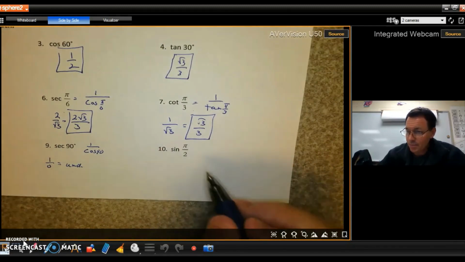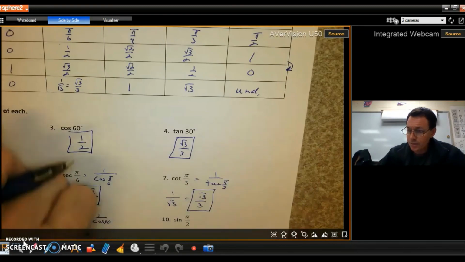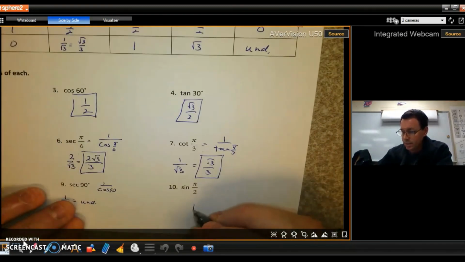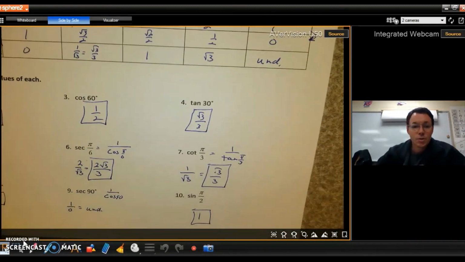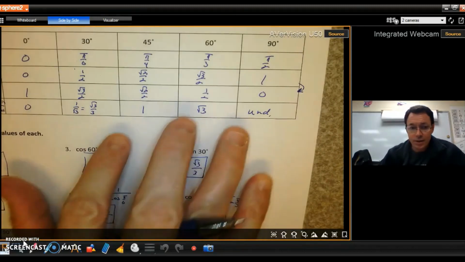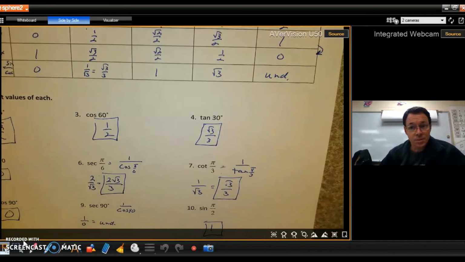Last one, sine of pi over 2. Again, go to your chart. Sine of pi over 2 is 1. You are done. So use your chart. That's what you're doing today. You're going to familiarize yourself with all these values, and also you may have to find some reciprocals. So those are a little trickier. Let me know if you have any questions.